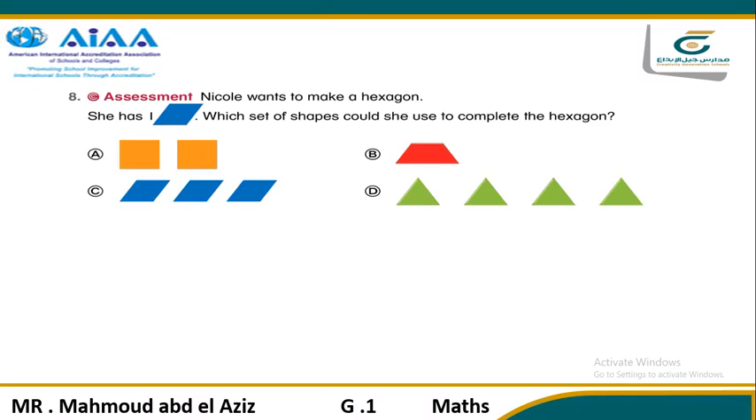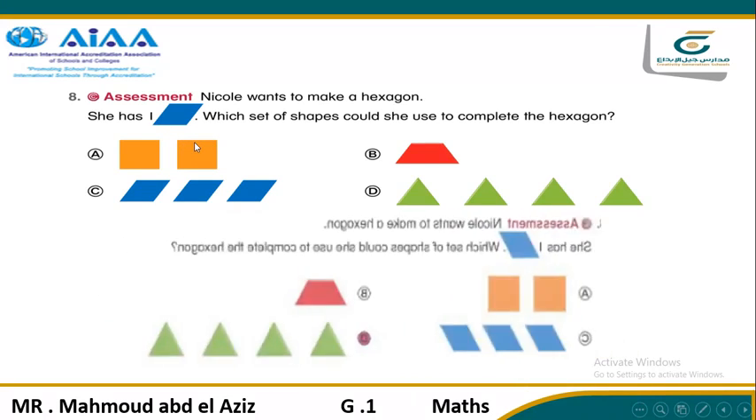Another question. Nicole wants to make a hexagon. She has one of this shape. Which set of shapes could she use to complete the hexagon? Does she need 2 squares, or 4 triangles, or 3 of this shape, or 1 of this shape? Think. Yes, 4 triangles. She will put 1 here and 3 here, 3 triangles here, so 1 and 3, so she needs 4 triangles.